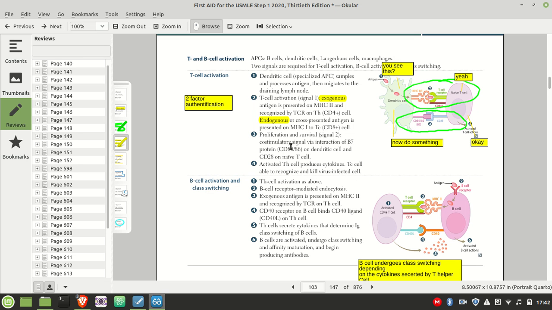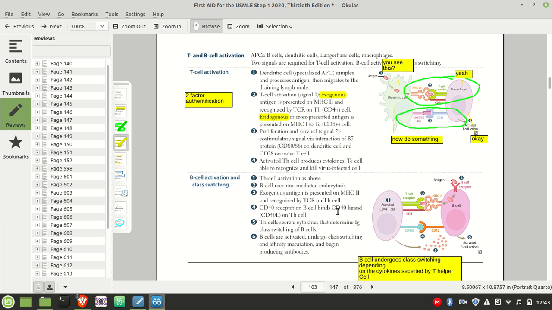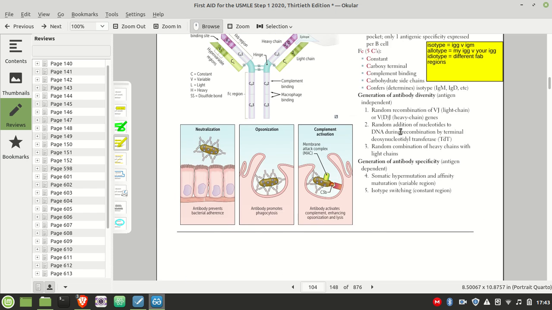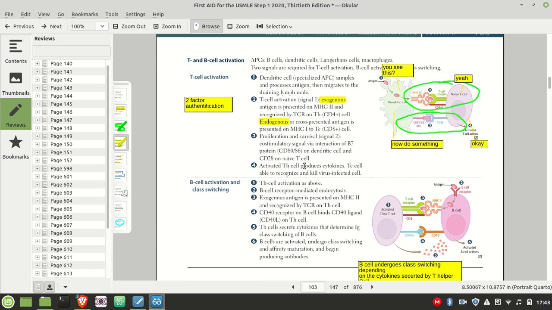So here we go, the money slide. T cell activation, B cell activation, and then class switching, which we'll actually go into detail on in the very next slide. But for now, let's just talk about this.